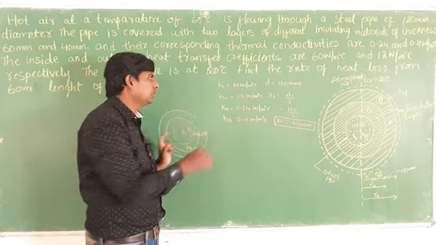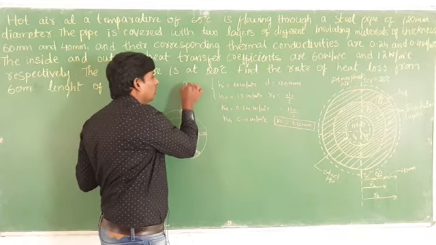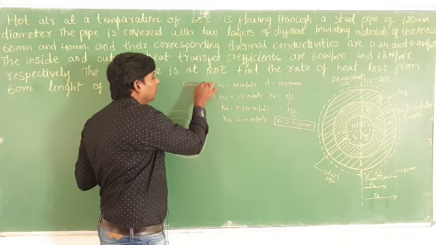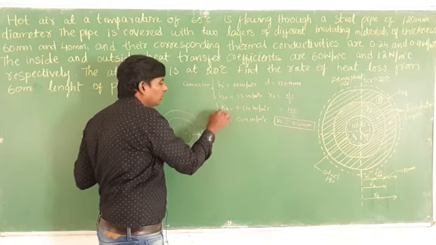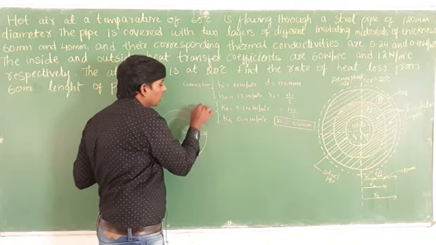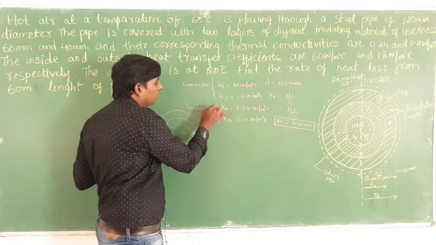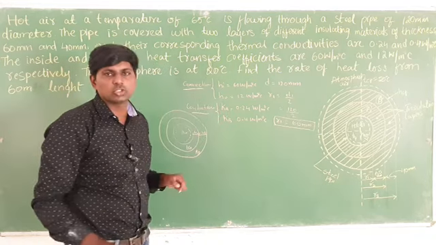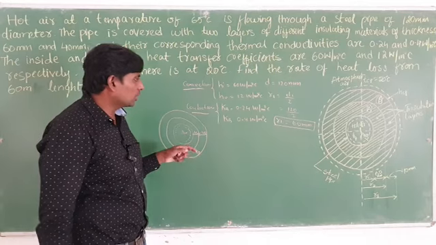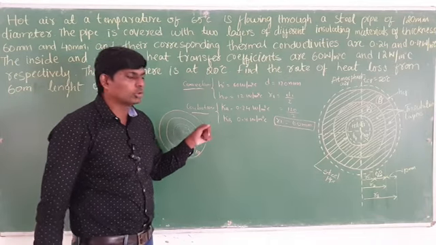When this is given, what will be there? When conduction is there, convection will be there, then only this is given. This is for conduction. If the K value is given, that means conduction. If the Hi and Ho values are given, that means convection. You have to remember, by seeing the unit only you can identify.